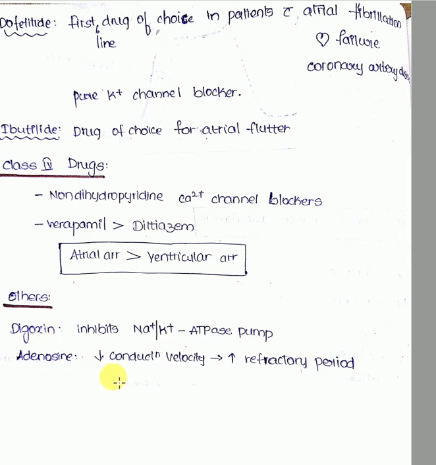Adenosine, the main action of adenosine is decreasing the conduction velocity of the action potential. As the action potential velocity is decreasing, it is increasing the refractory period. As the refractory period is increasing, the heart rate decreases.